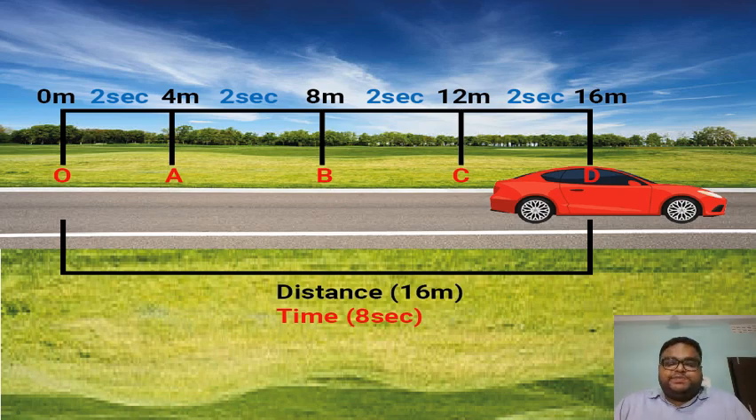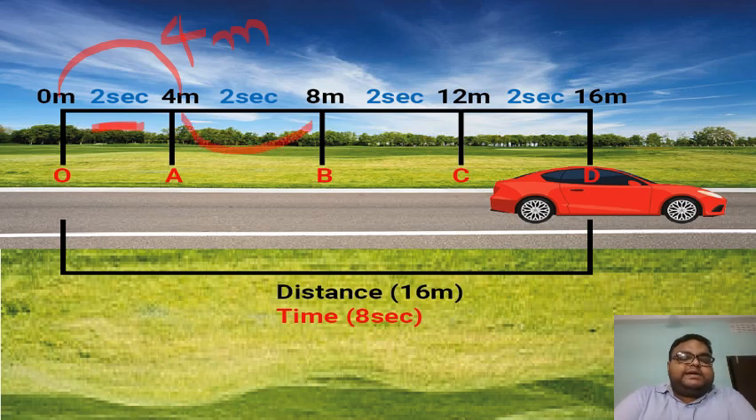So students, look at this picture very carefully. What can you observe from this picture, students? Okay, so from this picture, you can see that this car is covering equal distance in equal time. This car is covering 4 meters in 2 seconds, then again 4 meters in 2 seconds, then again 4 meters in 2 seconds, and again 4 meters in 2 seconds. So the total distance traveled by this car is 16 meters and the total time taken is 8 seconds. Okay, so this car is showing one type of motion.